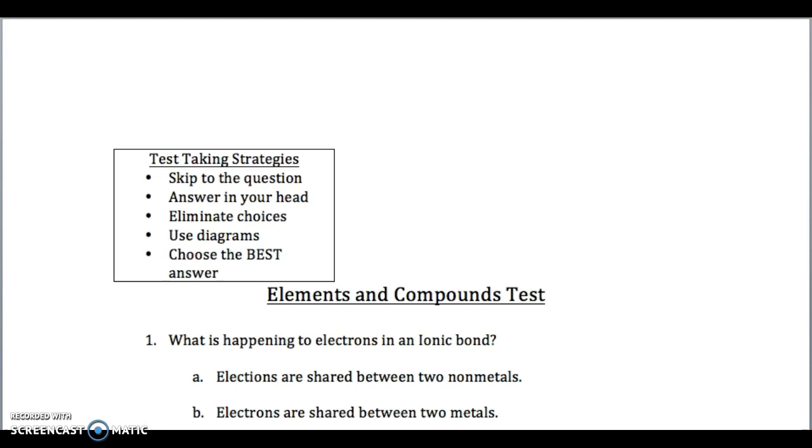The next part is answer in your head. Typically, your first answer is always the correct one. Then, if you don't know it automatically, eliminate choices. Eliminate stuff that makes no sense as to what goes with the question. The fourth one that we have is that you need to use those diagrams. Make sure you look at them, look at the pieces, look at the labels. And then you also need to choose the best answer.